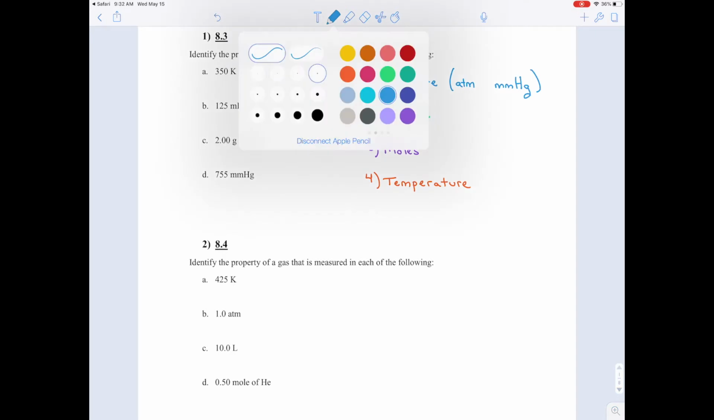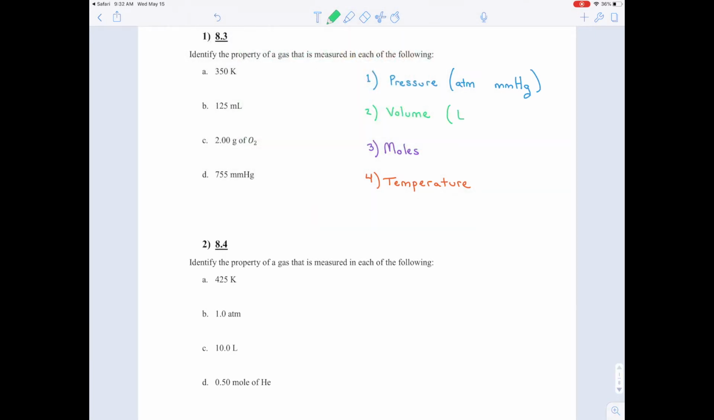For volume, you would want either liters or anything related to it, like milliliters. For moles, usually the unit for moles is moles, but you can also have moles in disguise. If you ever have grams, you can always convert it to moles using the molar masses on the periodic table. Remember that for each box in the periodic table, the number at the bottom is the number of grams in 1 mole of that thing. So you can always convert from grams to moles using that, as we've seen in previous problems.